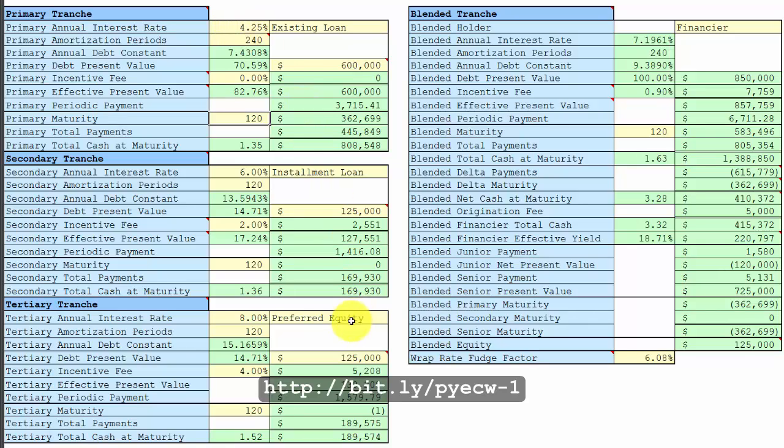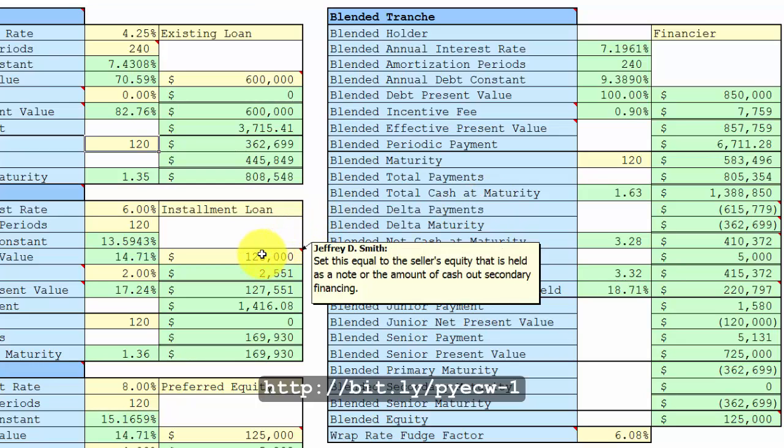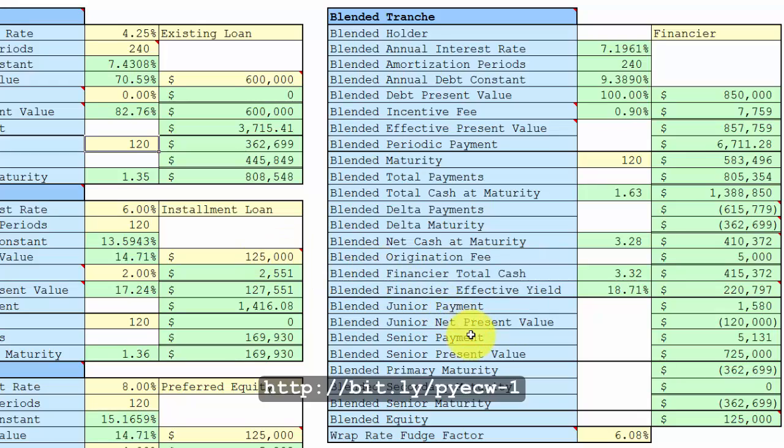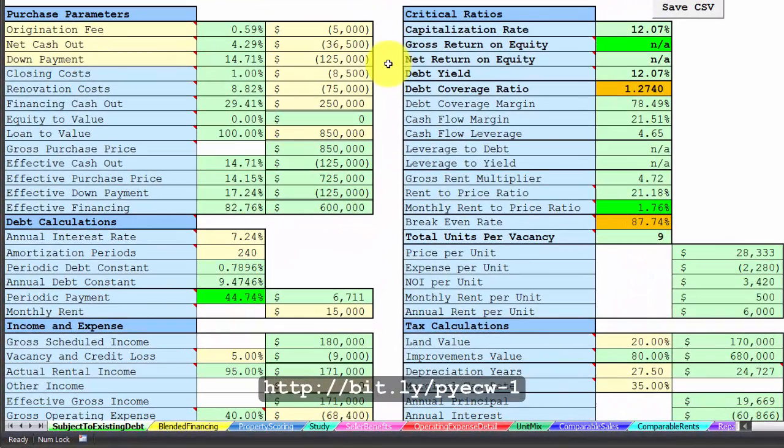You bring in a preferred equity private financier under these parameters for $125,000. The blended wraparound applies to the preferred equity tranche, not to the seller's secondary tranche. He's simply borrowing $125,000, and that will be his down payment. So the parameters work out.